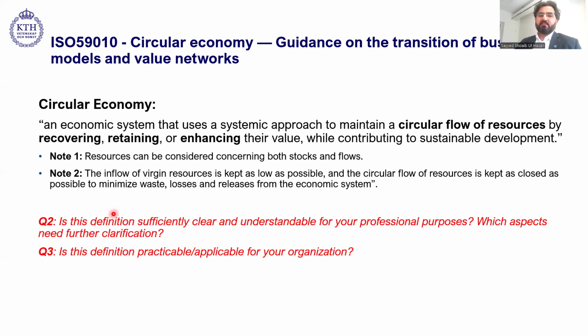So the standard defines circular economy as an economic system that uses a systemic approach to maintain a circular flow of resources by recovering, retaining, or enhancing their value, while contributing to sustainable development. And resources can be considered concerning both stocks and flows. And the purpose here is that the inflow of virgin resources is kept as low as possible, and the circular flow of resources is kept as closed as possible to minimize waste, losses, and releases from the economic system. And maybe, Amir, you can explain a bit about the stocks and flows for people to understand.